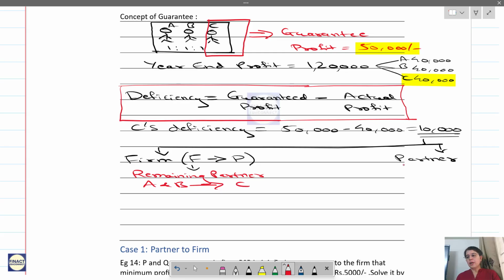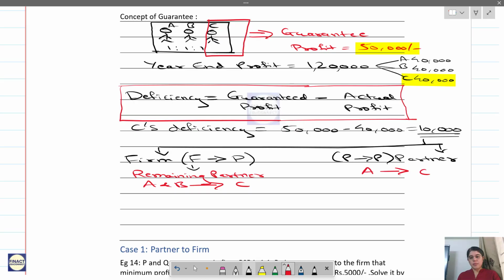If some particular partner has given a guarantee, that guarantee is known as partner to partner guarantee. In that case, if A has given the guarantee, then A will pay this deficiency amount to C. Or if B had given the guarantee, then B would have paid it to C. So this is known as partner to partner. If the firm is giving, then it is known as firm to partner.